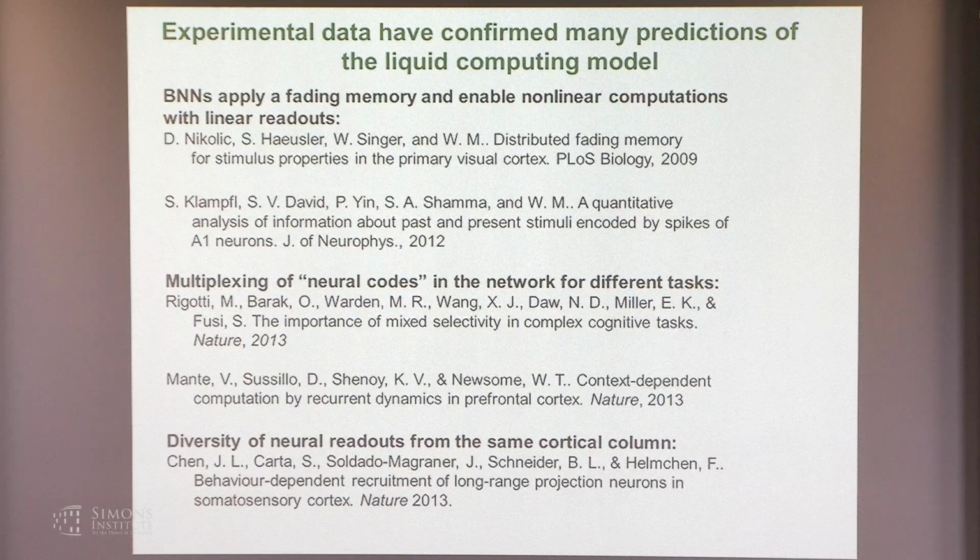And then there's a number of experimental data which have in principle supported predictions of this type of liquid computing with diverse units. The fading memory property has been shown. Then there's also the idea of multiplexing of neural codes, which grew out of these ideas, and this has been supported by a number of exciting experimental studies. And also the effect that you can have a diversity of different readouts which all get input from the same cortical column but really do different computations has been shown in one special case to take place in cortical columns.